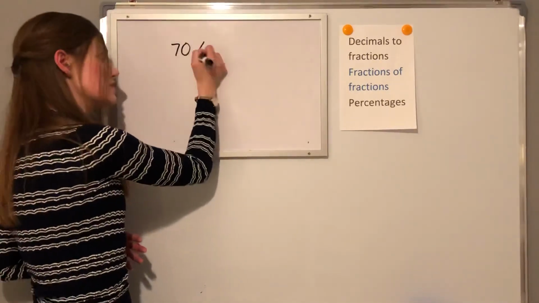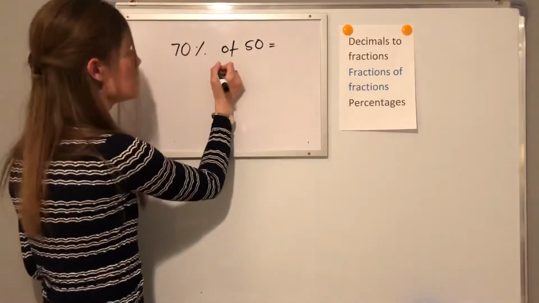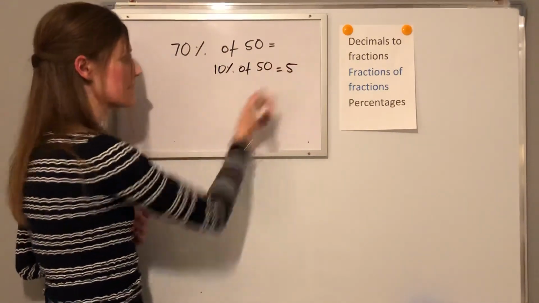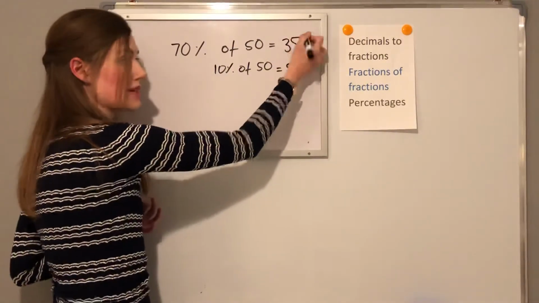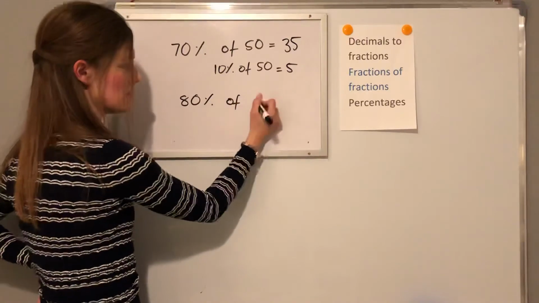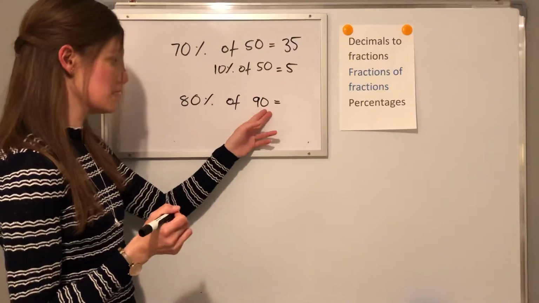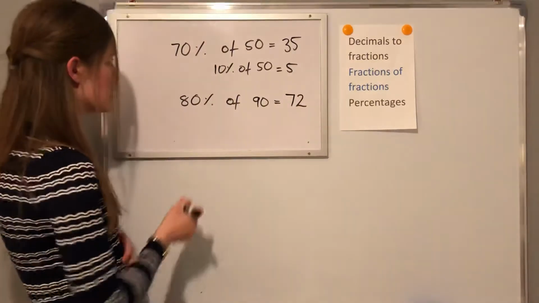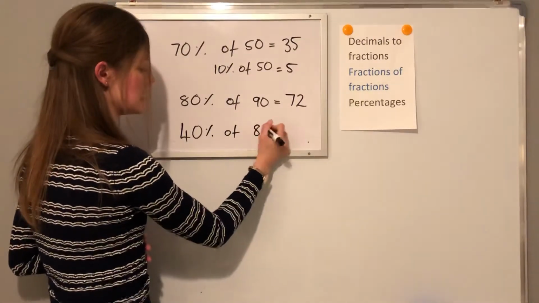So if you wanted to do 70% of 50, you'd find 10%. So 10% of 50 is 5, but you want 7 of them. 7 5s are 35. Let's say you wanted to do 80% of 90. You find 10%, which is 9, but you want 8 of them. 9 8s, 72. See if you can think how you might do 40% of 80.